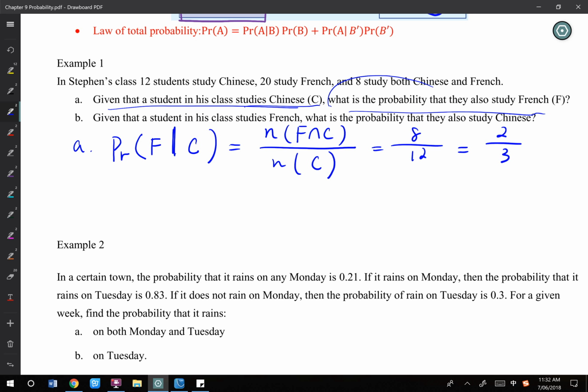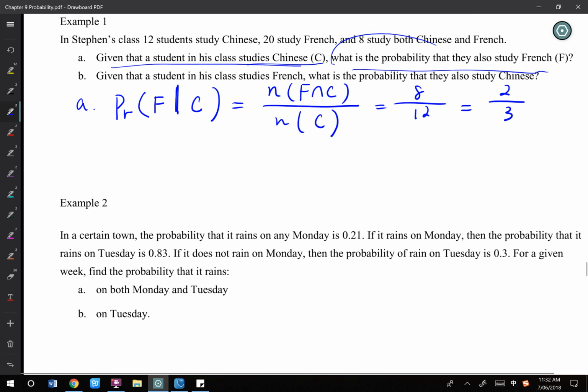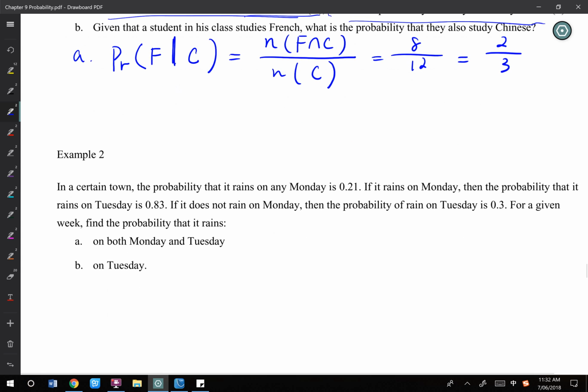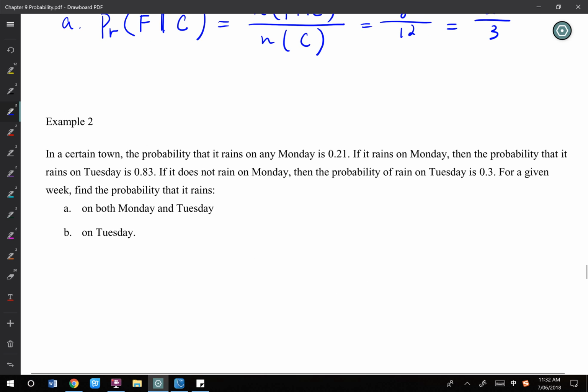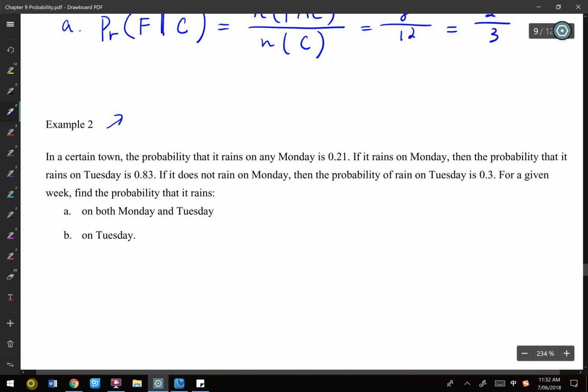So B is the same thing, so I'm not going to do B. You can try B and example 2 by yourself. For example 2, you can think about a tree diagram to work on it, or any other method you like.